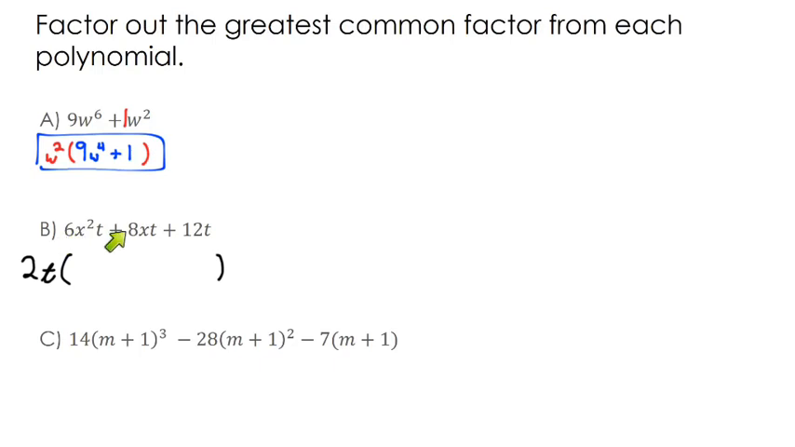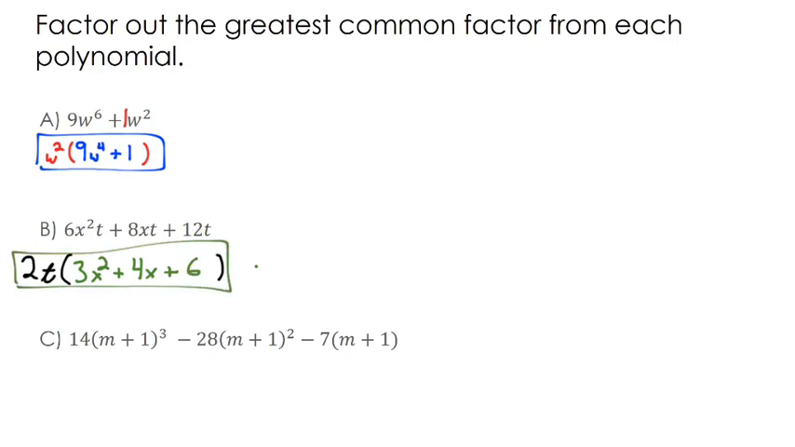Now I'm going to take each of these terms and identify what's left if I divide out a 2t. For this first one, it's going to be 3x squared, because if you were to multiply 2t times 3x squared, you get that. For the next one, it's going to be 4x. And for our third term, it's just going to be 6. I'm getting each of these values by thinking of it two different ways. What is 12t divided by 2t? Well, that's 6. Or I could think of it as 2t times what gives me 12t. So there's our second one.